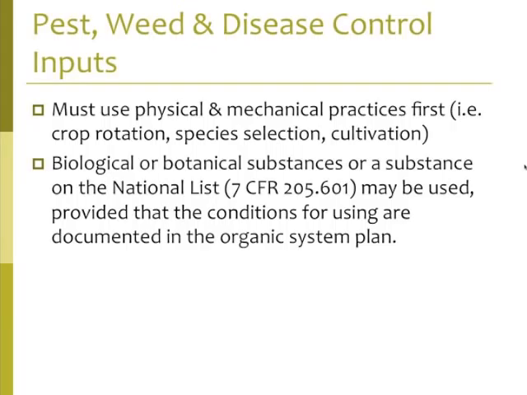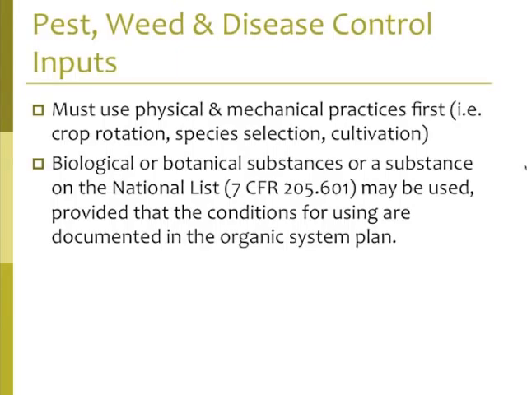Okay, all inputs used to control pests, weeds, and diseases also need to be listed in your plan. The organic regulations call for a graduated approach to pest control, starting with physical and mechanical control practices. There are some synthetic materials that are specifically allowed in the regulation, but they can only be used when preventative and non-synthetic approaches are deemed ineffective. So your plan would need to show how you document that preventative and non-synthetic approaches are ineffective before you use allowed synthetic substances.